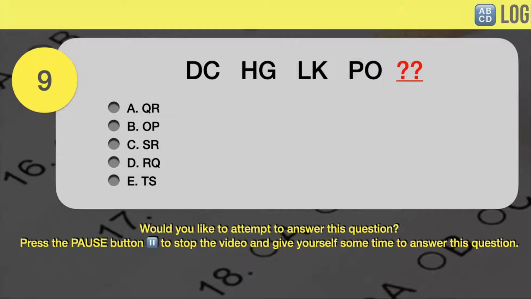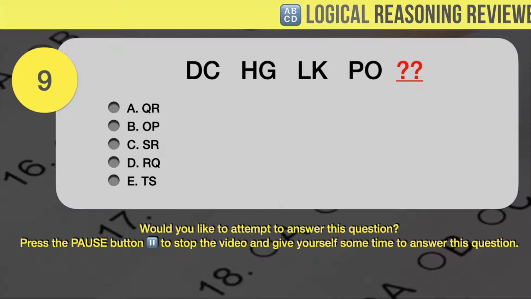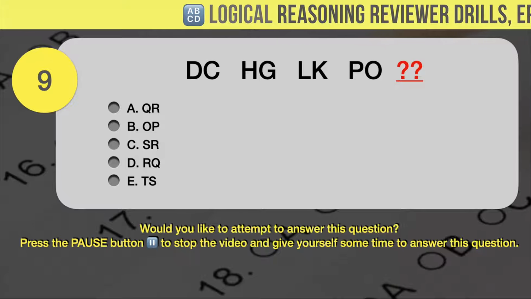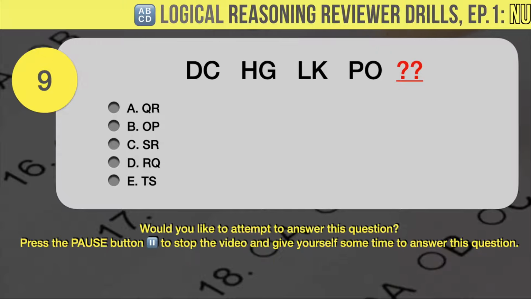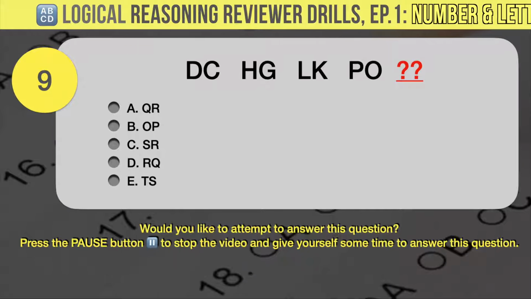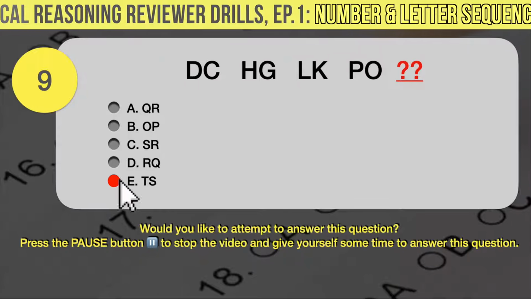Drill question number 9. Which letter pair comes next in the following sequence? DC, HG, LK, PO. Your answer choices are A, QR, B, OP, C, SR, D, RQ, E, TS. The correct answer is E, TS.